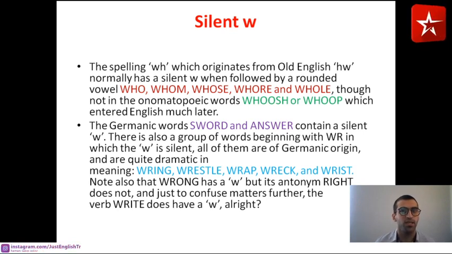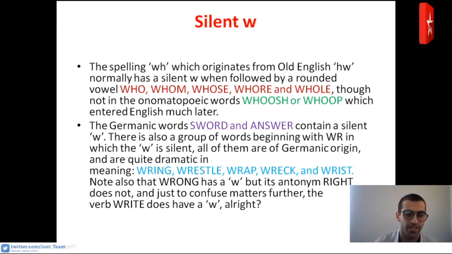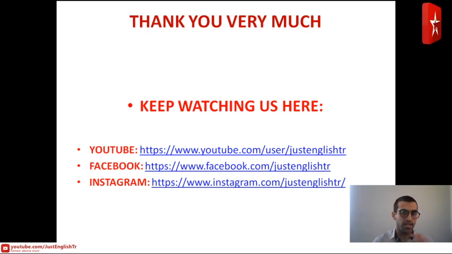There is also a group of words beginning with W and R in which the W is silent. All of them are of Germanic origin, okay? And are quite dramatic in meaning. For example, ring, wrestle, wrap, wreck, and wrist. Note also that wrong has a W, but its antonym right doesn't. And just to confuse matters further, the verb write, all right, we say right. Yes, please write it down, or are you right? Okay. Thank you very much.